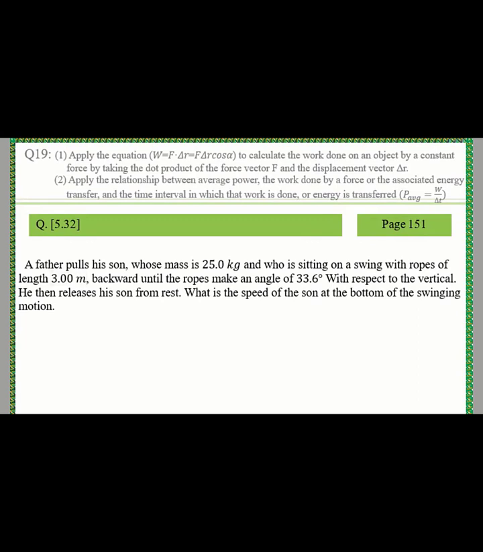Now, for this question, I'll explain some ideas that will help you solve such questions easily for pendulum and swing. A father pulls his son, whose mass is 25, and who is sitting on a swing with ropes of length 3 meters backward until the ropes make an angle of 33.6 with respect to the vertical. He then releases his son from rest. What is the speed of the son at the bottom of the swing motion?